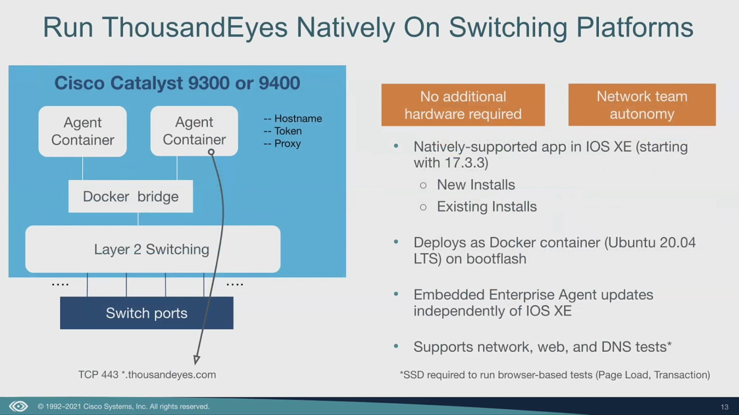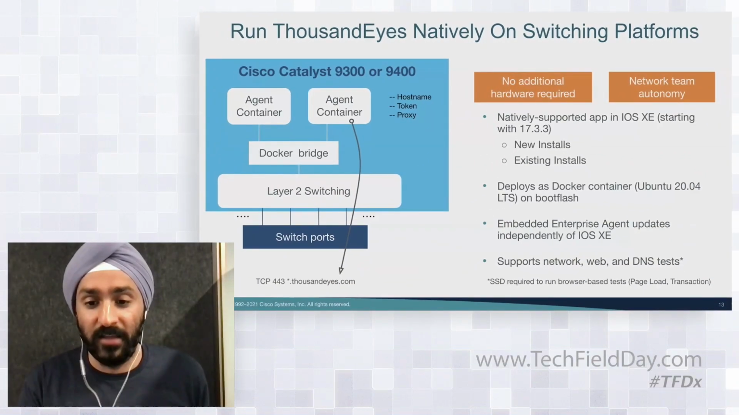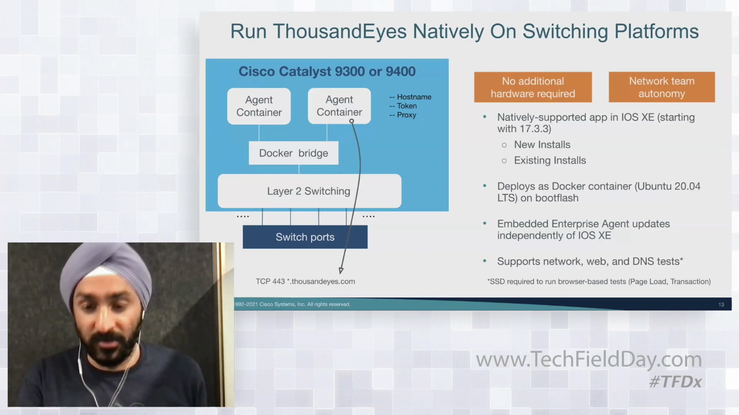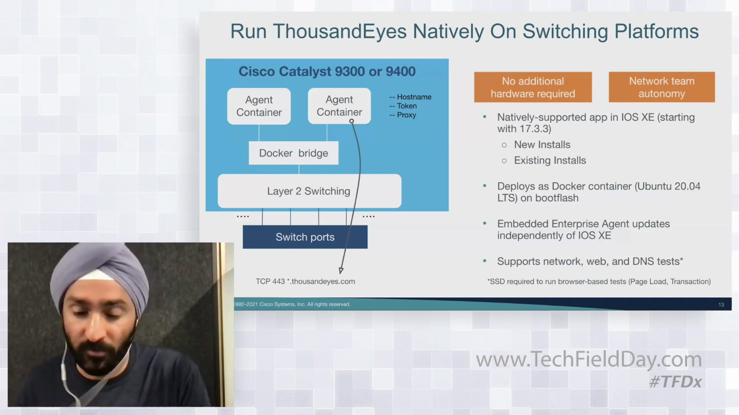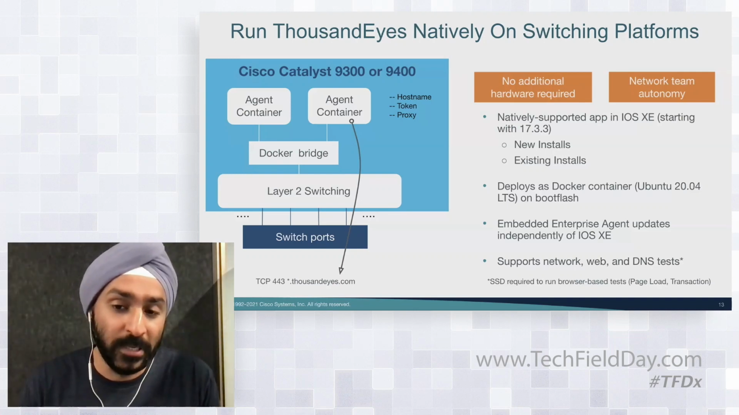If you're a new install, and by that we mean you purchase a 93 or 9400 switch starting April 5th, 2021, the agent is already embedded in manufacturing. So when the switch arrives at whatever site you're ordering this to, the agent Docker image is already there, and it just needs to be instantiated and spun up using either the CLI or DNA Center for the orchestration.